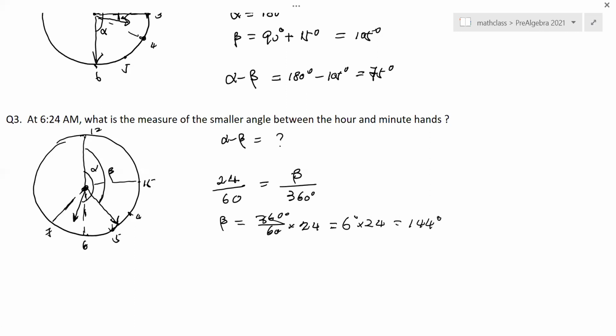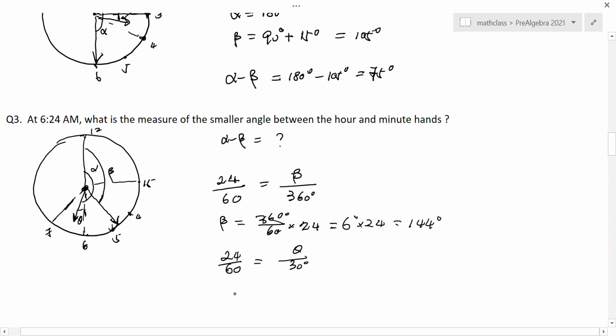Now the difficult part is alpha. Well, it's not that bad. Alpha consists of these two parts. I'm going to call this one theta. When the minute hand goes from 0 minutes to 60 minutes, theta increases from 0 to 30 degrees. So 24 over 60 should be equal to theta over 30 degrees. Think about it, right?